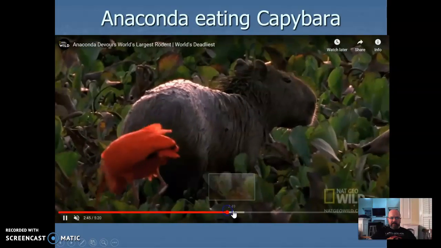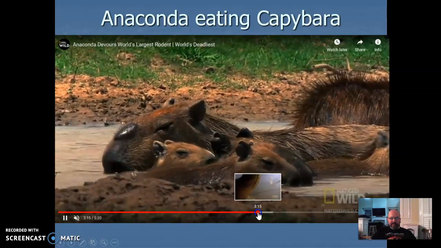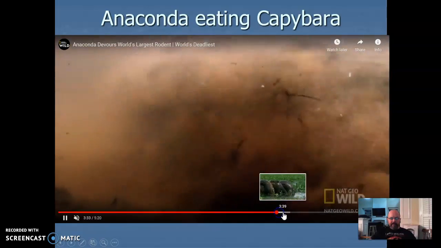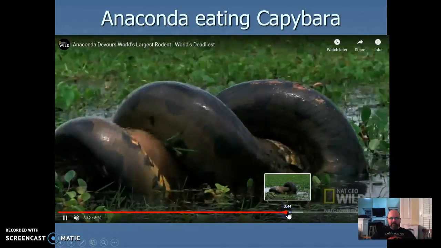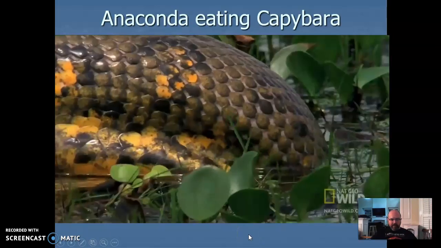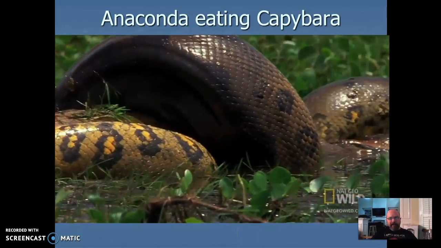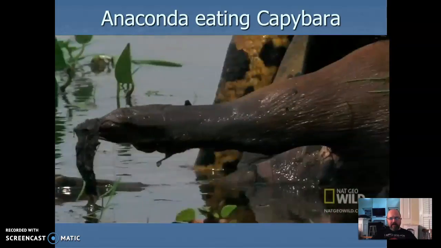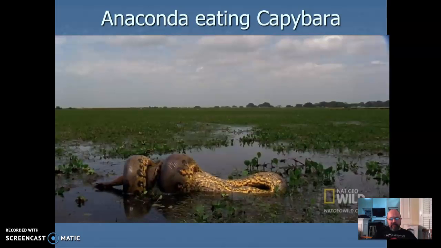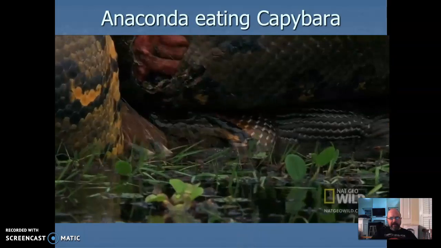And the anaconda will wait till it finds one that is on the periphery of the group, comes up through the mud and the sediment, and will lash out, and it will wrap around and basically squeeze, constrict on the capybara. And every time the capybara tries to exhale so that it can then inhale, it squeezes tighter. This is how constrictors will kill their prey, and eventually it will suffocate the capybara.